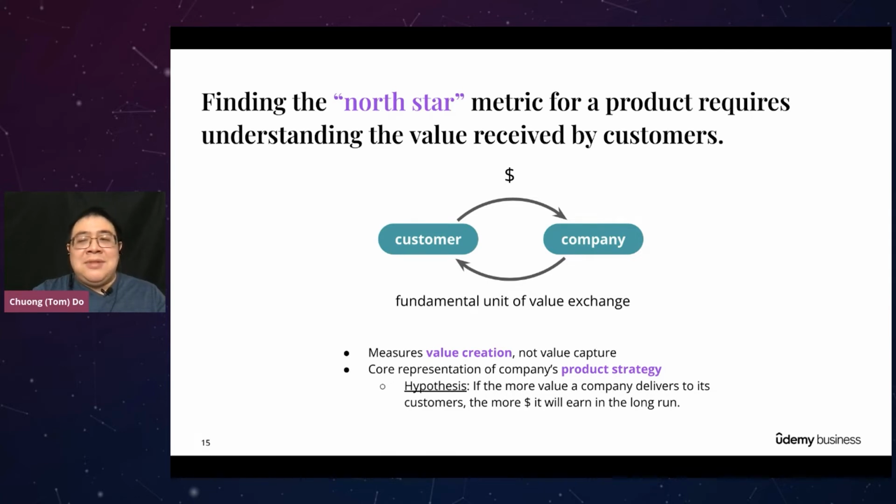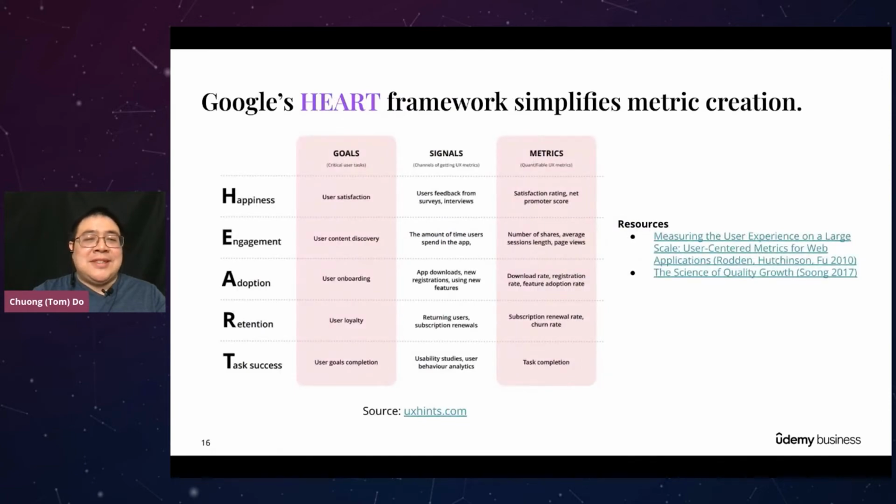At Udemy, a lot of that value is rooted in the learning experience that we provide, right? So understanding that learning is super critical. The North Star metric itself should be a measure of value creation, not value capture. It is really a representation of the company's product strategy, in the sense that the more value you deliver over time, the more money the company will be able to earn in the long run. The reason the North Star metric is very useful is that it aligns everybody around what the company is trying to achieve.